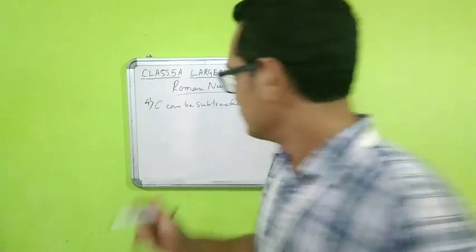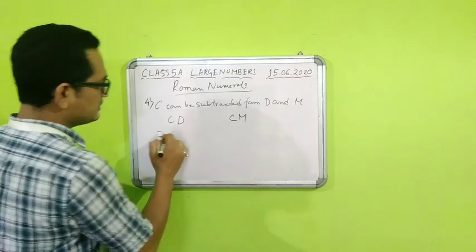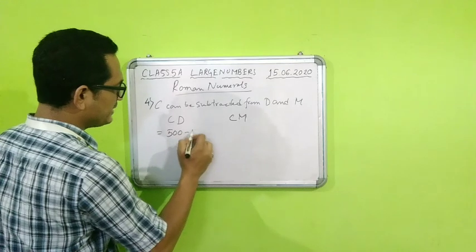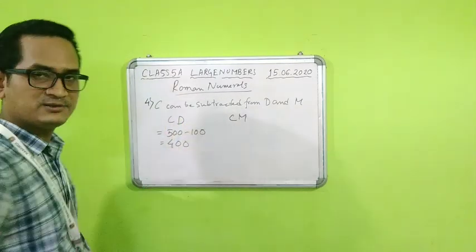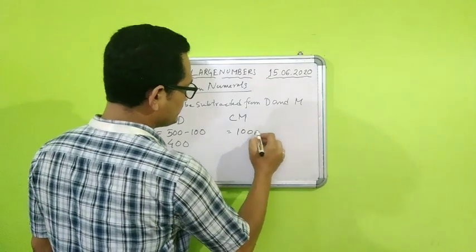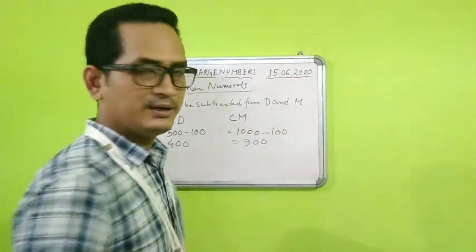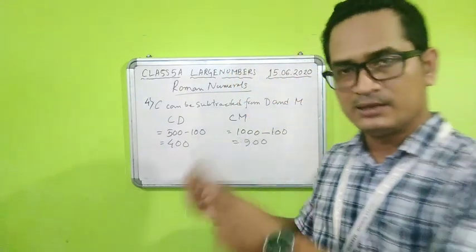That means the greater values than C are what? That is D and M only. D means 500, M means 1000. So we can write CD and we can write CM. CD means, since C means 100, D means 500, it will be 500 minus 100. So that will be 400, because the smaller one is on the left, greater one is on the right. So we have to subtract. Similarly here, M means 1000 and C means 100. So that means 1000 minus 100. It will be 900. So students, we came to know about this particular fourth rule.